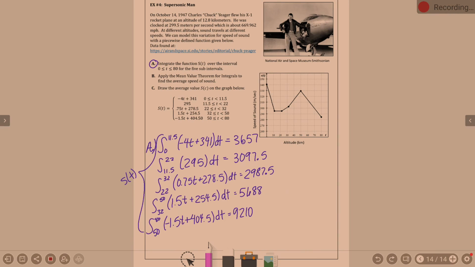Now, you guys might have room still below. I'm going to have to go beside because I don't have room. So part A was integrate the function over the interval for the 5 subintervals. We did that. B is apply the mean value theorem for integrals to find the average speed of sound. Notice, what keyword did you hear in there? Average. So how are we going to do average?